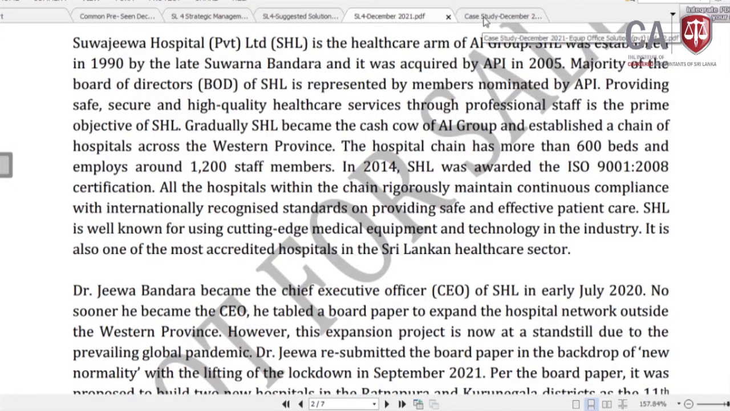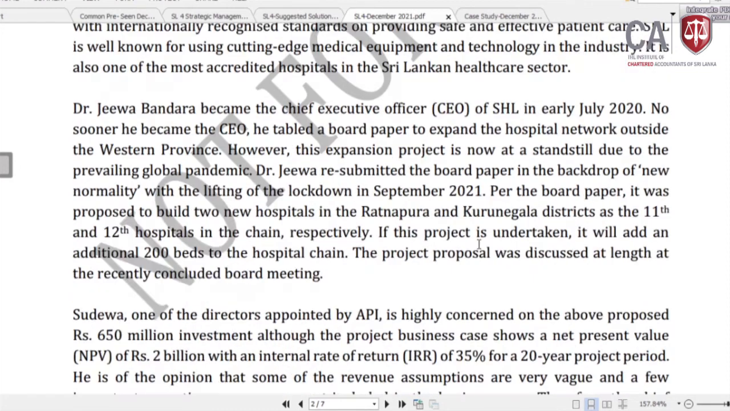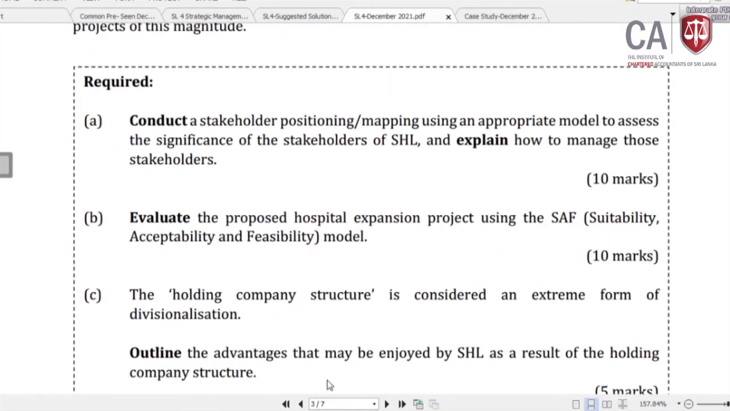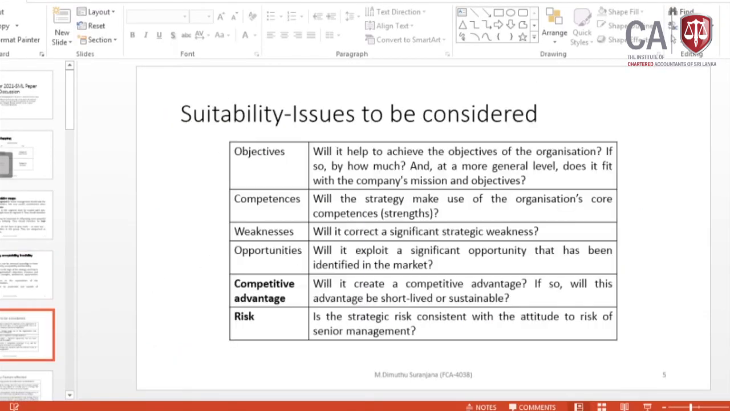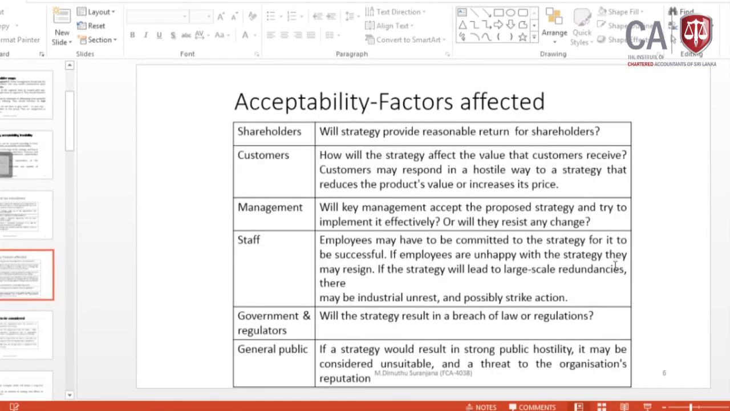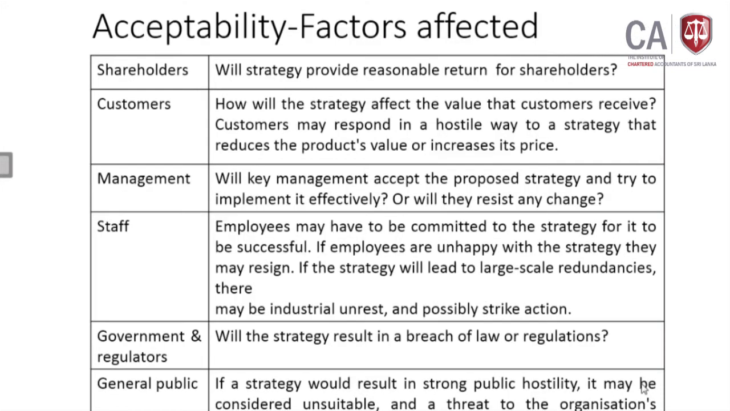main stakeholders. It means stakeholders. These are the main stakeholders. Normally you can identify shareholders, customers, management, staff, government and regulators, general public. So, we have to check whether the proposed strategy is accessible to them.